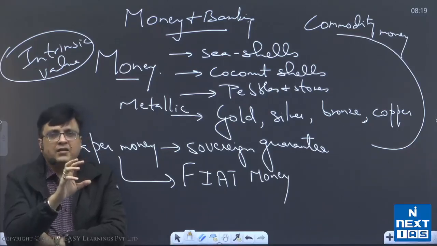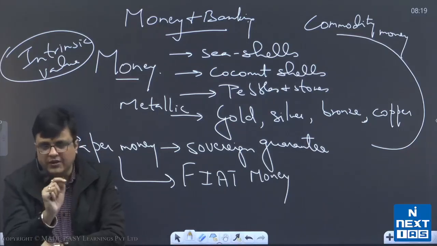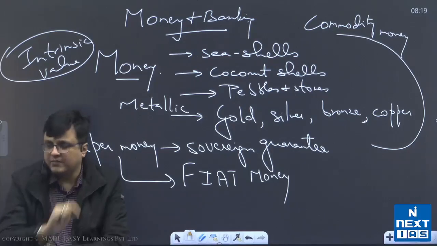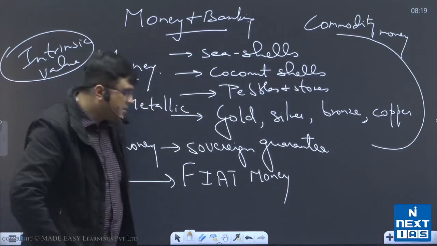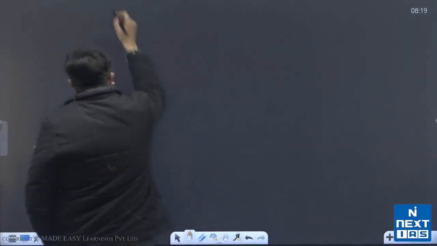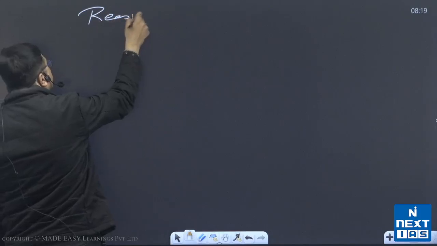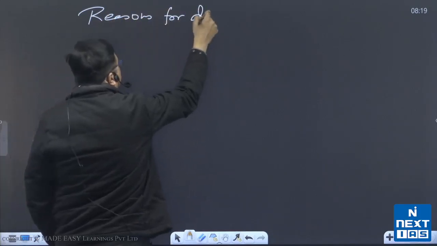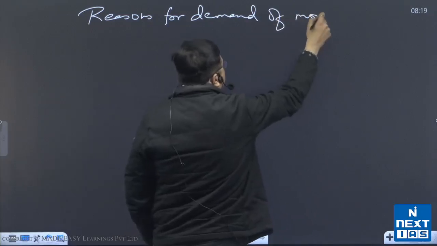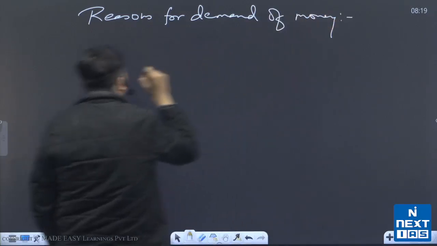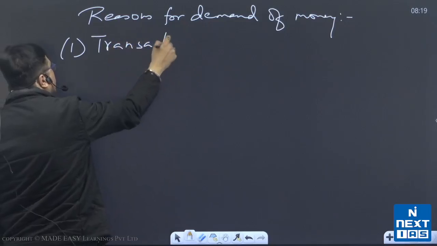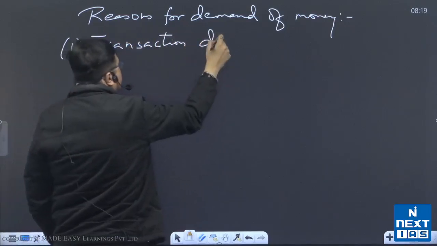Okay, then why do we demand money? So you give a heading, you write: reasons for demand of money. I'll teach you a few things here. Let's see. So we say reasons for demand of money. So one is called transaction demand.